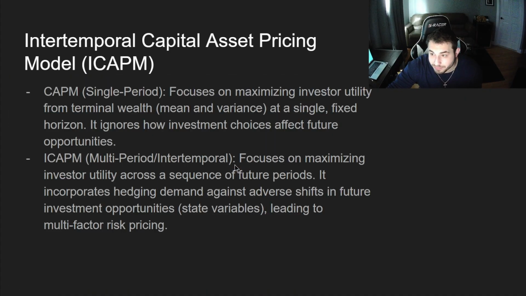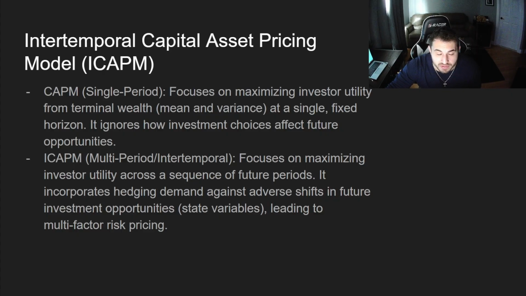Now it gets exciting. Now we're going to talk about this handsome fellow. His name is Robert C. Merton. He is a legend in the finance space. He's someone who greatly influenced me and how I approach investing. So he developed what's called the intertemporal capital asset pricing model.